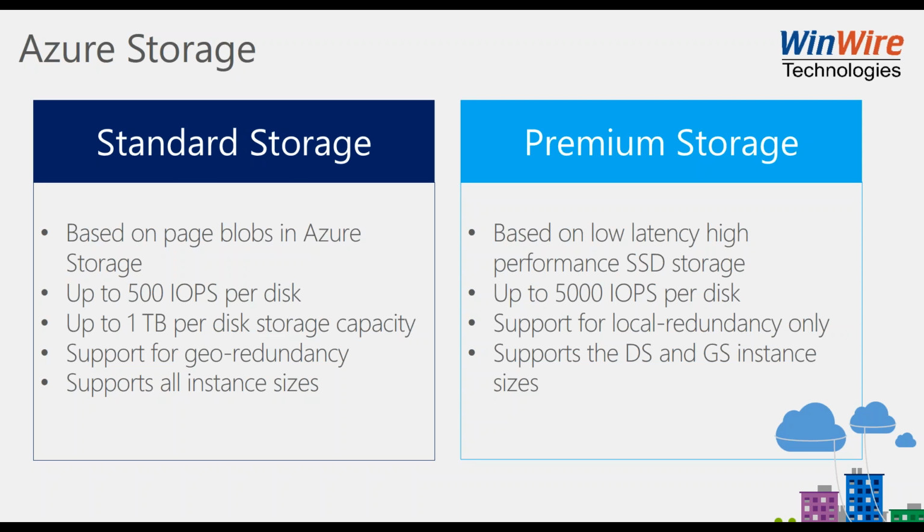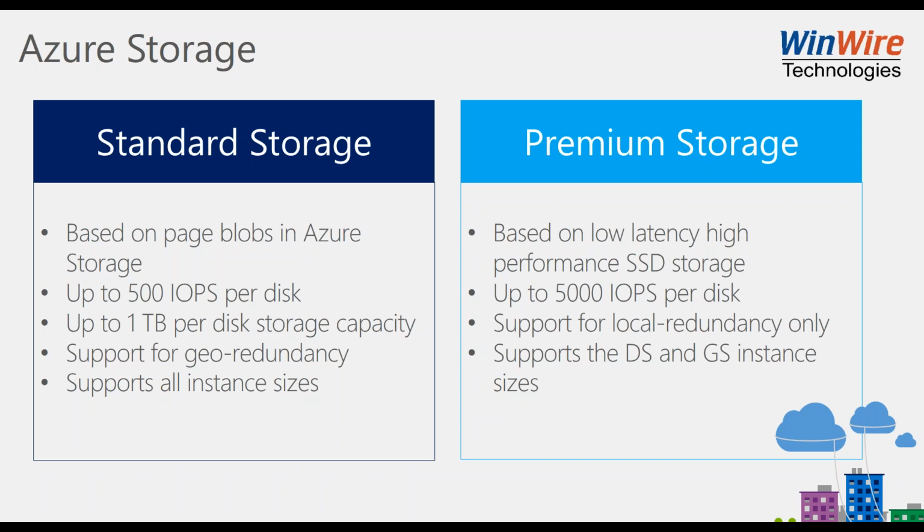So you can see some of the specifications, right? So you can have 500 IOPS per disk. The 1 terabyte per disk storage capacity, that's being addressed, but right now if you need to exceed that, you can stripe your disks together. We'll talk about geo-redundancy in just a minute. And then finally, in terms of machines, you can put standard storage on just about any type of machine.